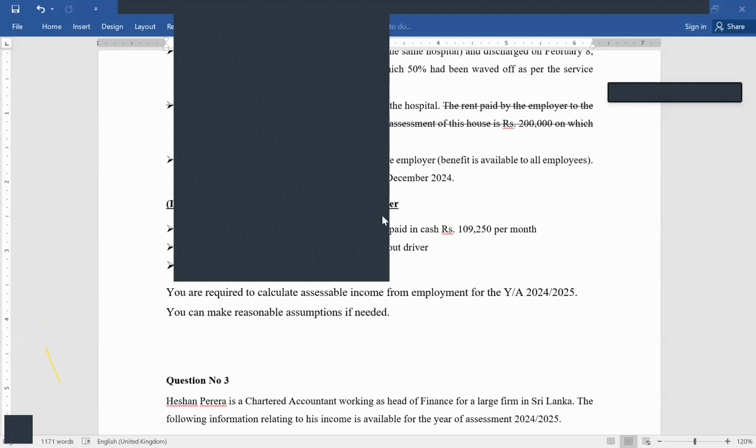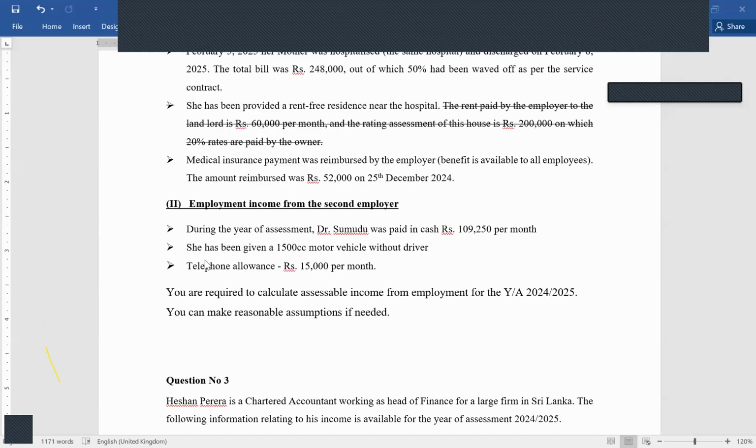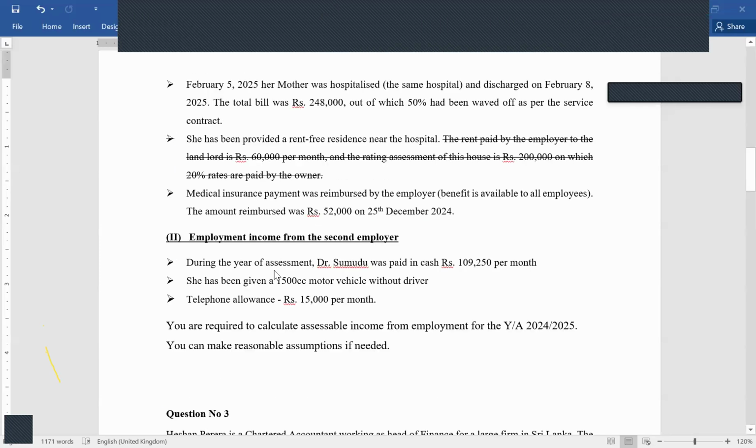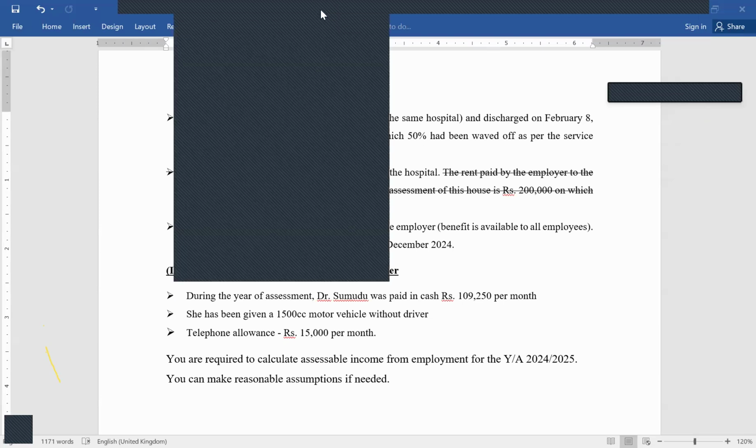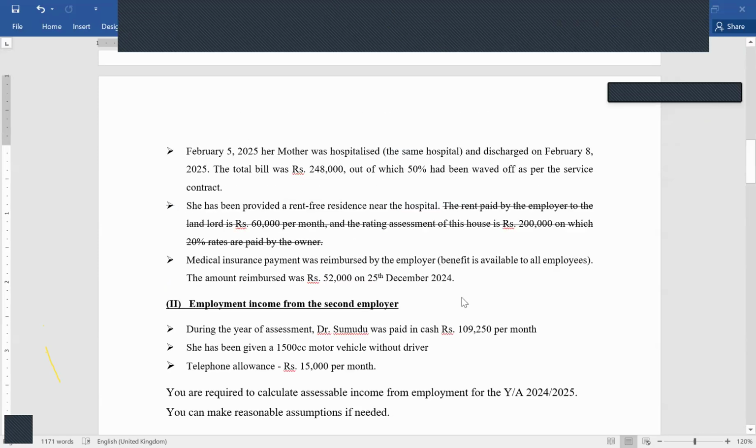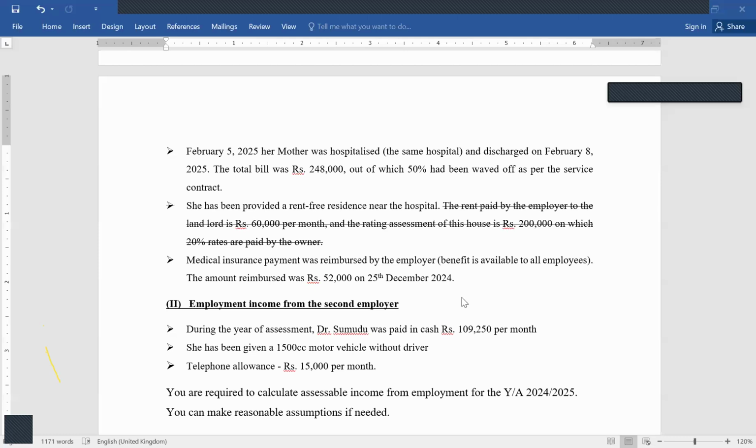Yes, that is 180,000. So what is the difference between telephone allowance and telephone reimbursement or telephone bill payment? What is the difference between those two? If it is a telephone allowance, yes, I have an answer, that is 180,000. So I want to know whether you can understand the difference between telephone allowance and telephone reimbursement.